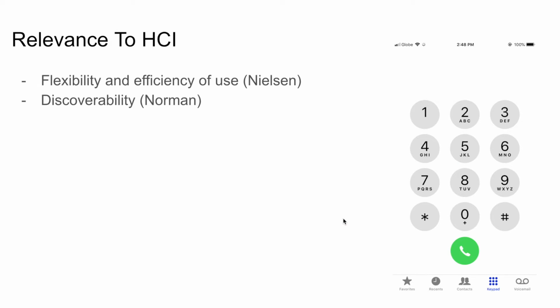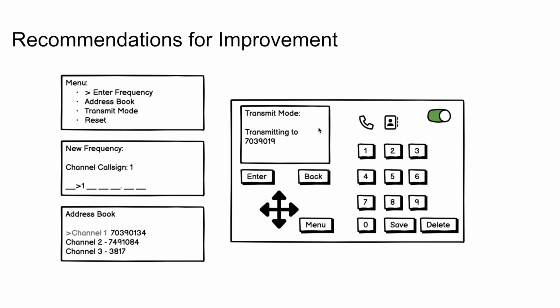So the relevance to HCI, the principles that I'm looking at with my recommendation is trying to provide increased flexibility and efficiency of use and discoverability. Getting a lot of inspiration from the modern cell phone device that you might find on an iPhone or Android. And I think if you gave anyone this in the modern world, and I wanted you to make a phone call, you'd be able to operate that, and that's what I'm going for with my recommended design here.